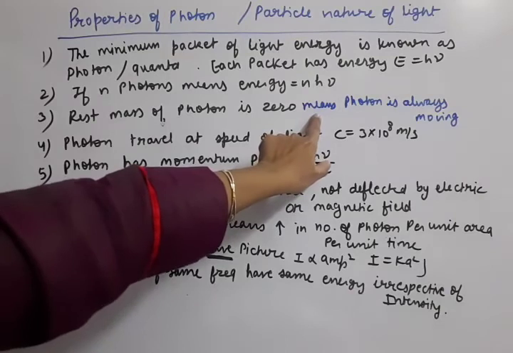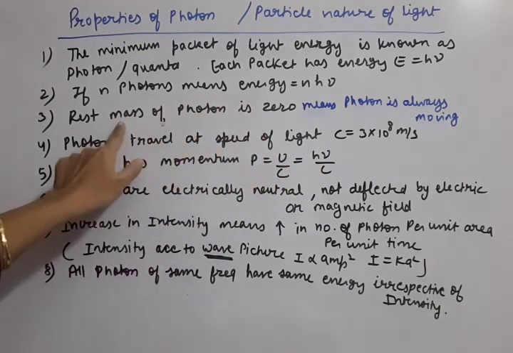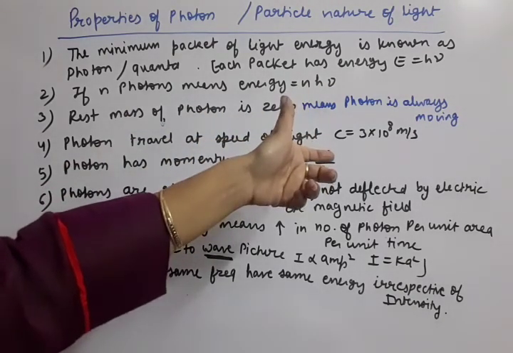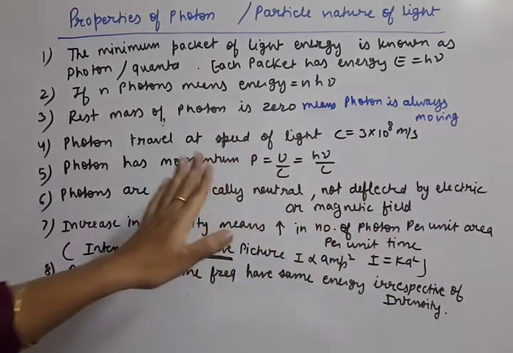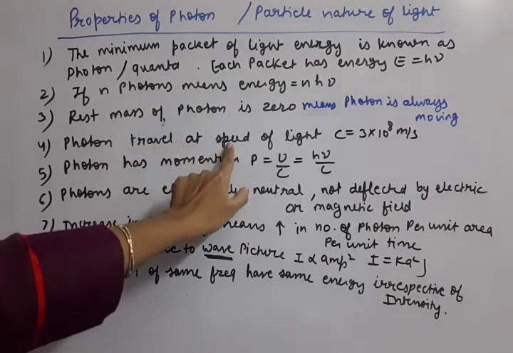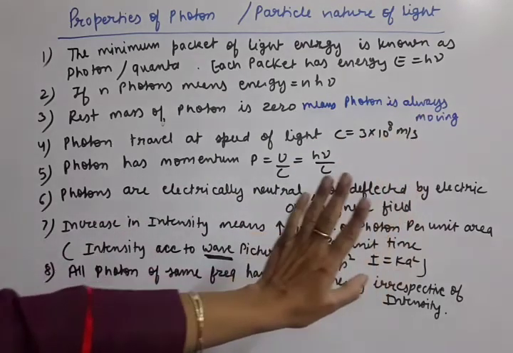Make it simpler here: the rest mass of a photon is 0, which means at rest it does not exist. That means in moving it will always exist, so a photon is always moving. Now, if it is moving, with what speed must it be moving? Photons travel at the speed of light, which is 3 × 10^8 meters per second.